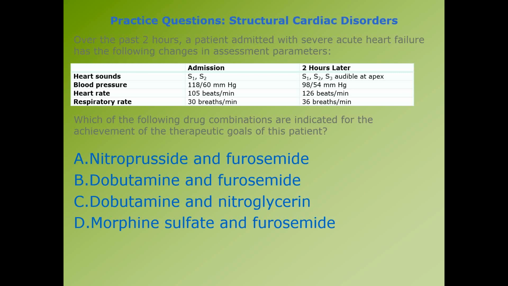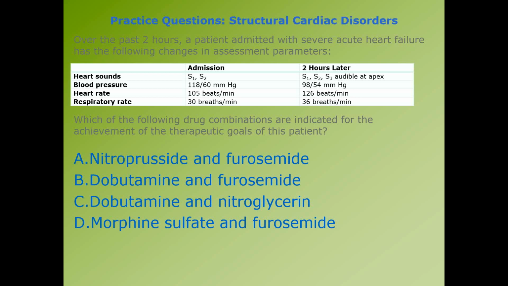Over the past 2 hours, a patient admitted with severe acute heart failure. Now, severe acute heart failure is often called decompensated or acute decompensated heart failure. So that's ADHF. You will often see that in Dr. Reed's notes, ADHF. That just means that a patient who had stable heart failure controlled with the drugs we just talked about, which are beta blockers and ACE inhibitors, has had some kind of acute episode and now has acute severe decompensated heart failure.